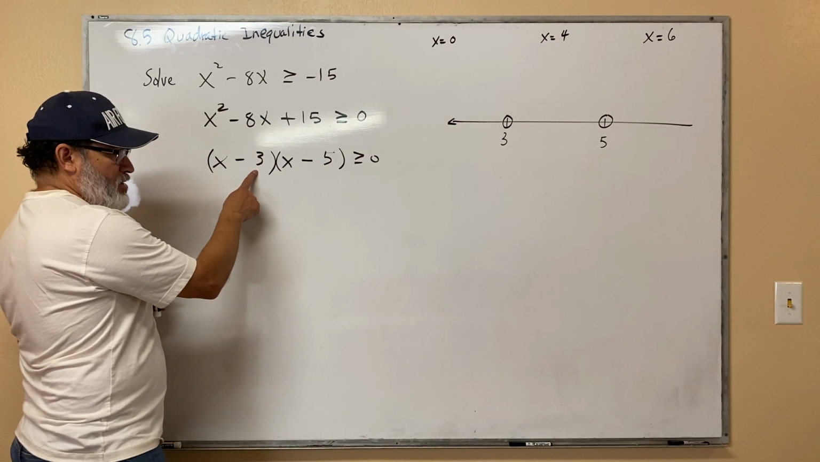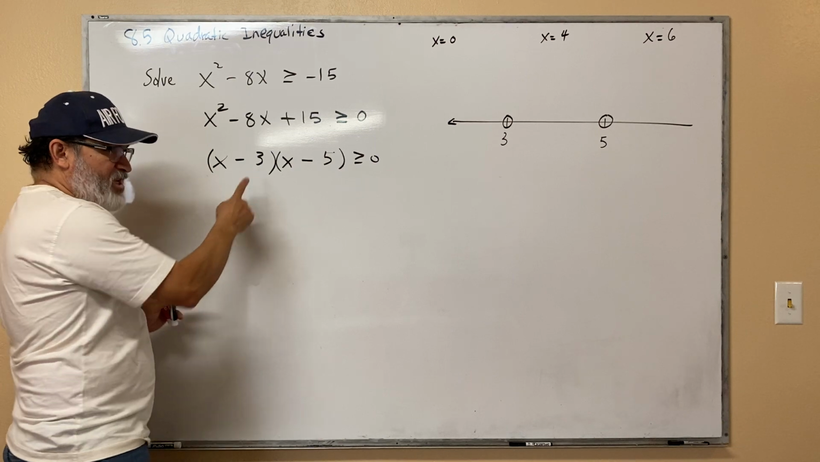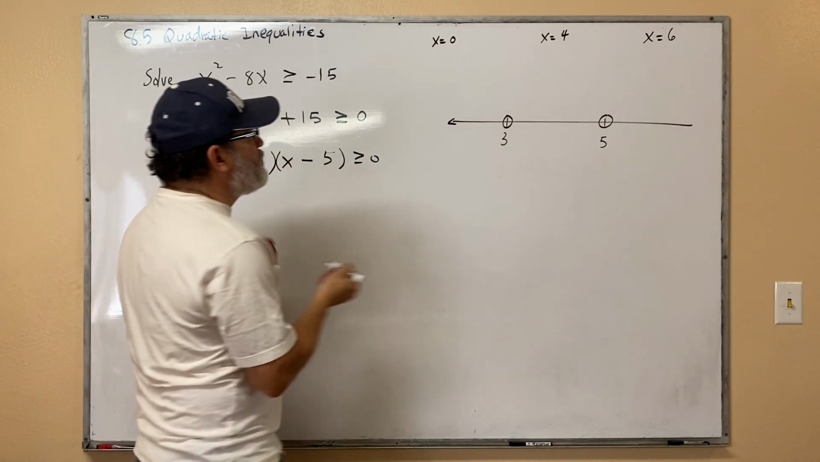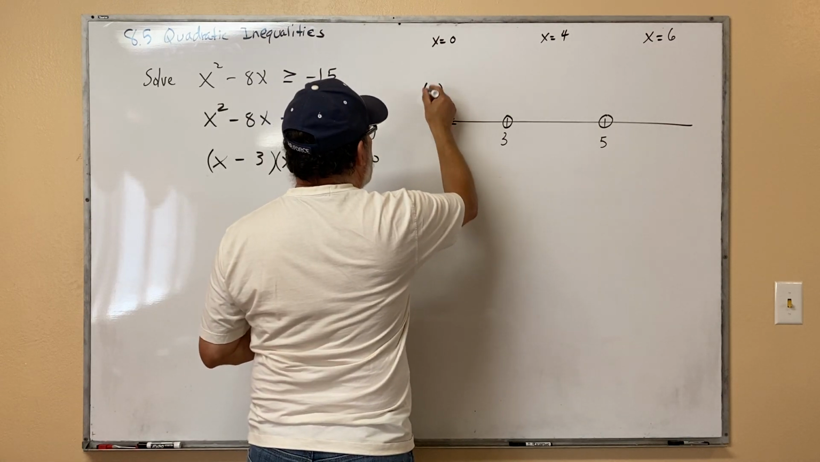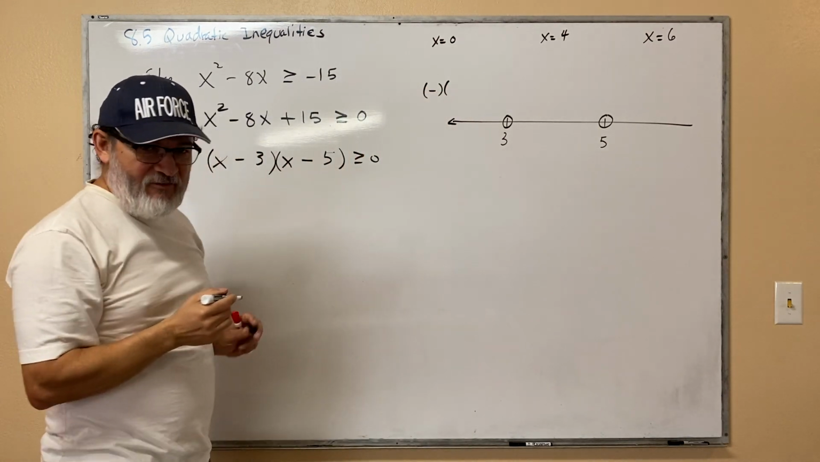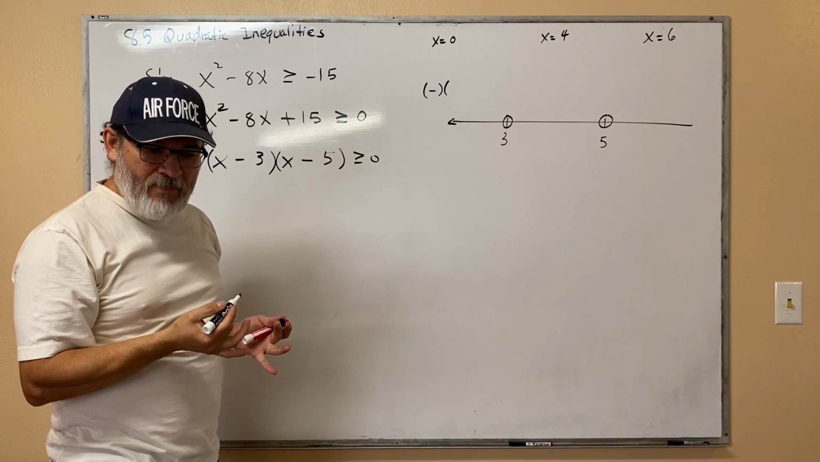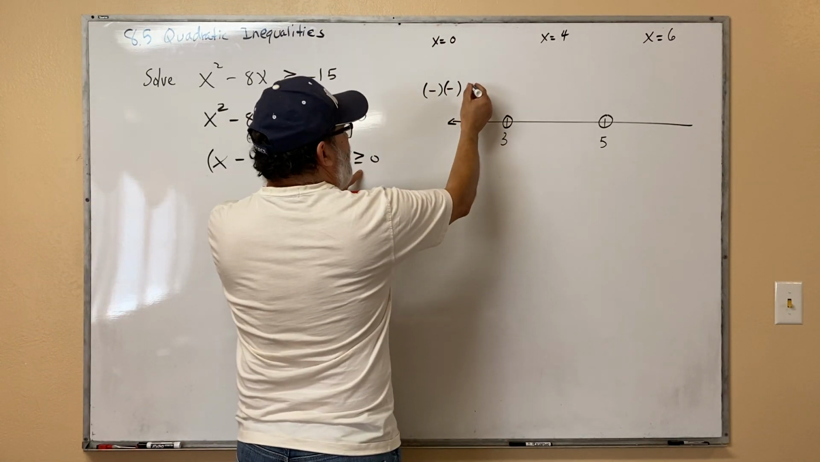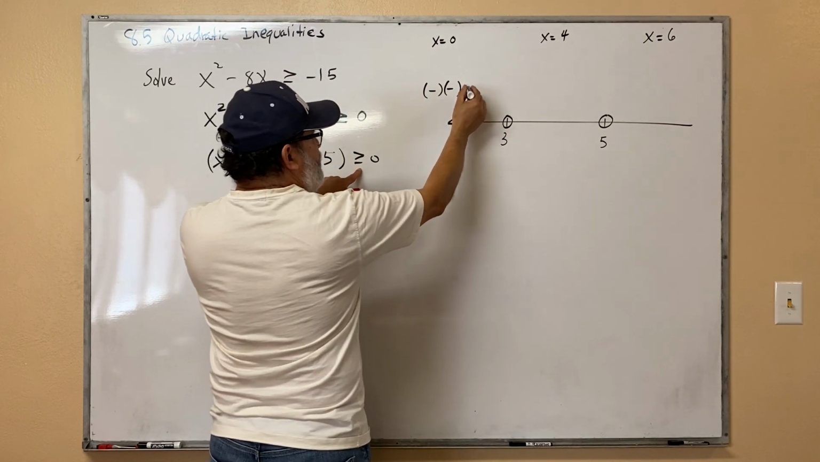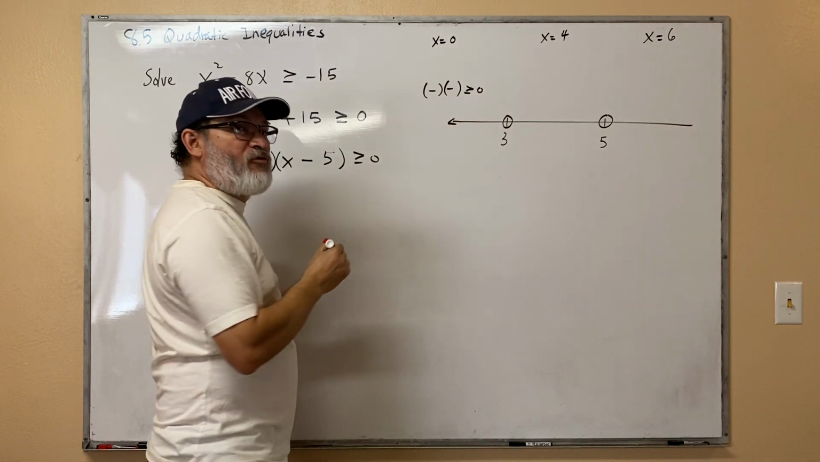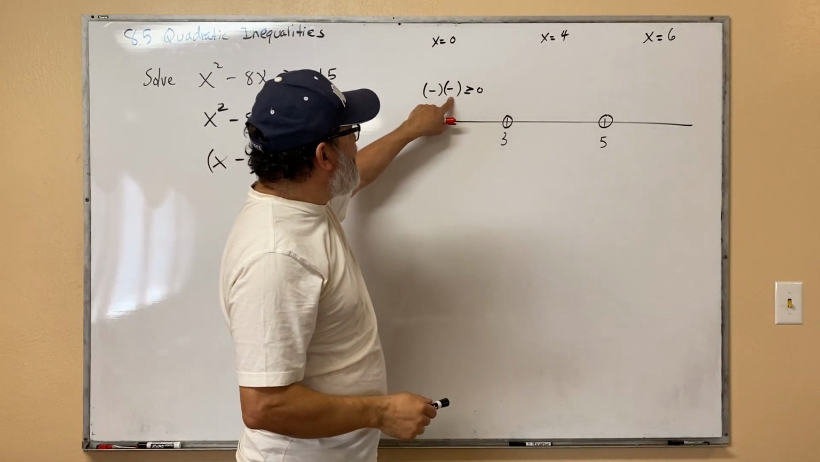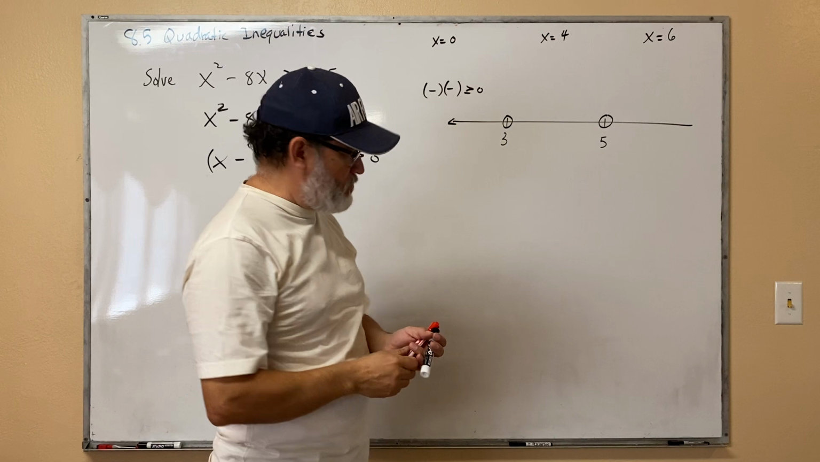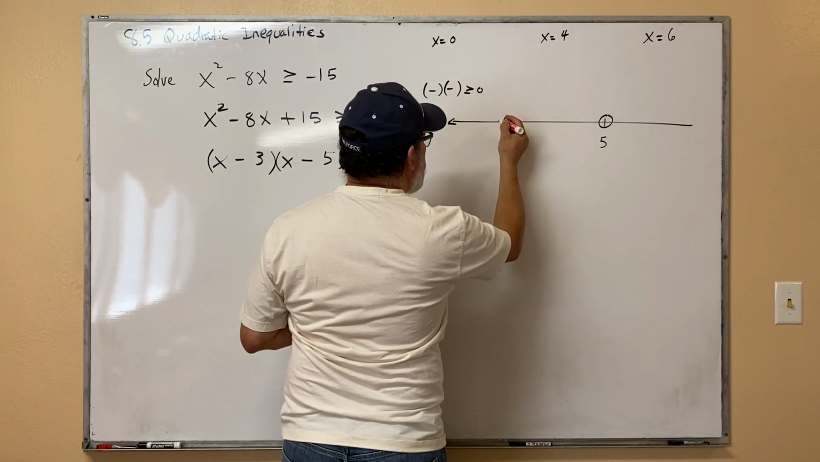0 minus 3. You could say negative 3, but you just need the sign, negative. 0 minus 5, negative. It says greater than. Is that true or false? A negative times a negative, is that greater than or equal to 0? Yes. Shade.